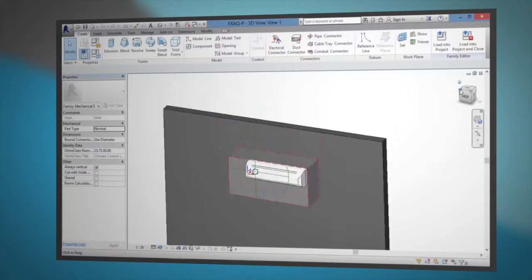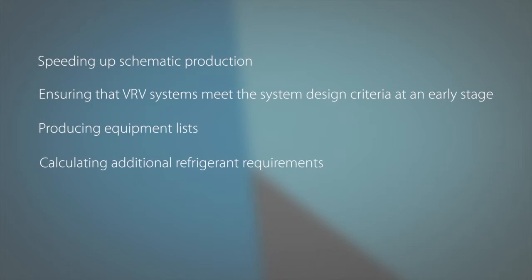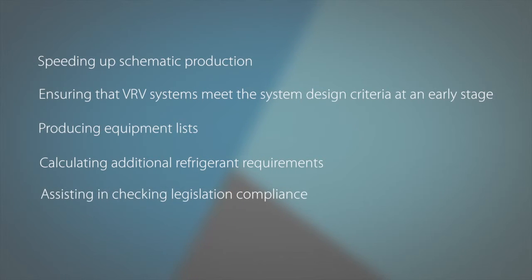So for 2D and 3D building design, VRVCad can aid you in VRV system design by speeding up the schematic production, ensuring that VRV systems meet the system design criteria at an early stage, producing equipment lists, and calculating additional refrigerant requirements, and assisting in checking legislation compliance and making project costing quicker and easier.